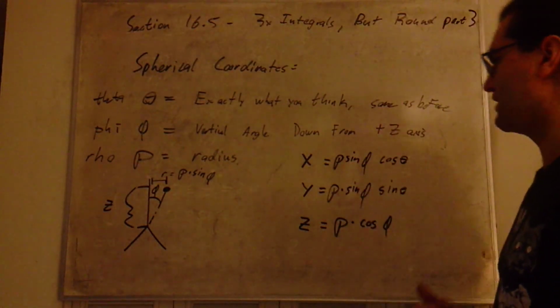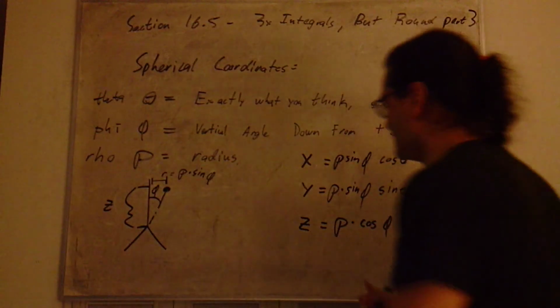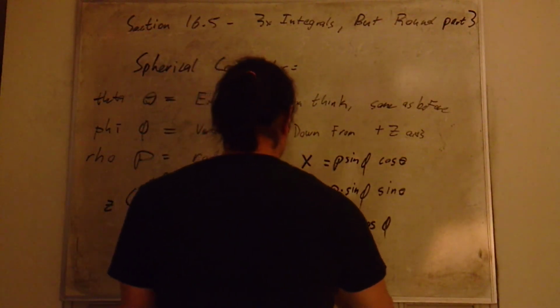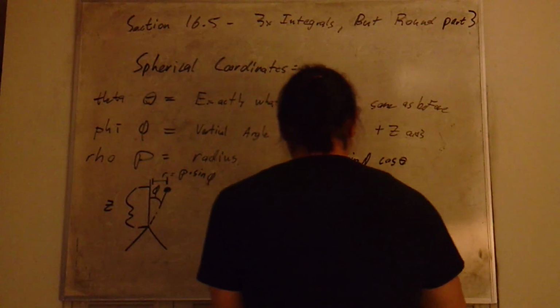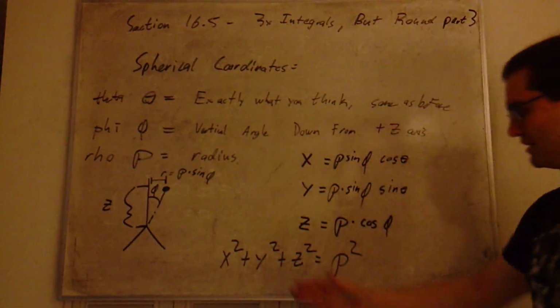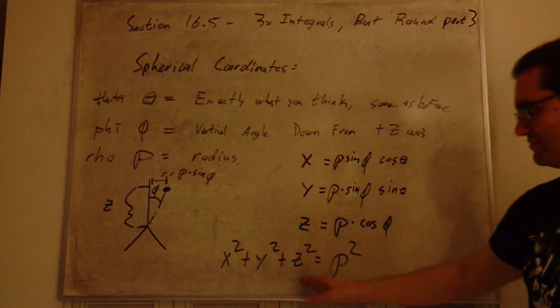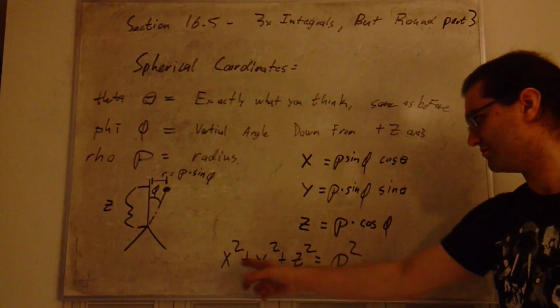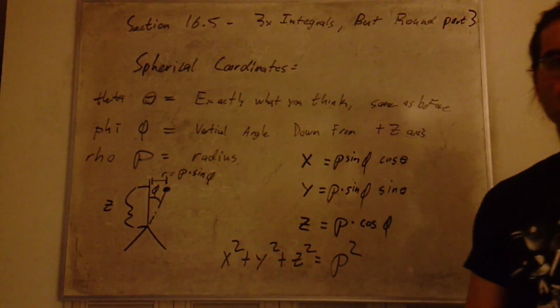Write these down somewhere. They will be important later. And as always, we have x squared plus y squared plus z squared equals rho squared. This is the standard Pythagorean distance is the square root of the sum of the squares kind of situation.